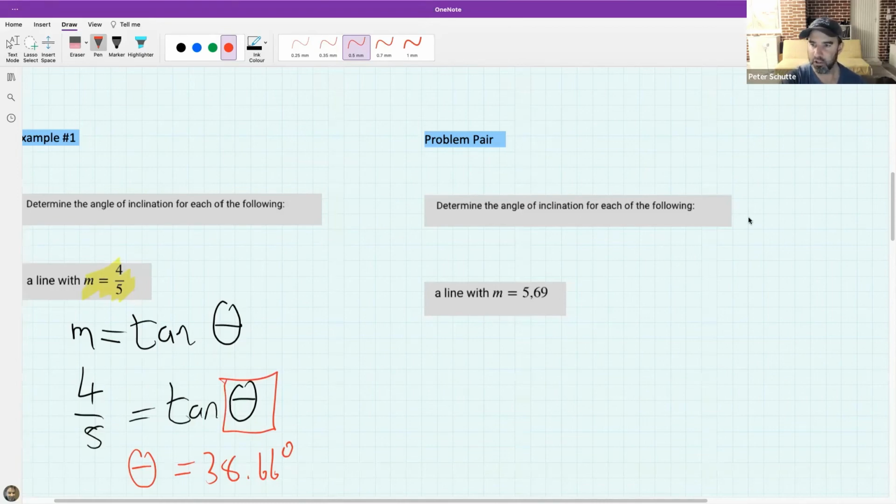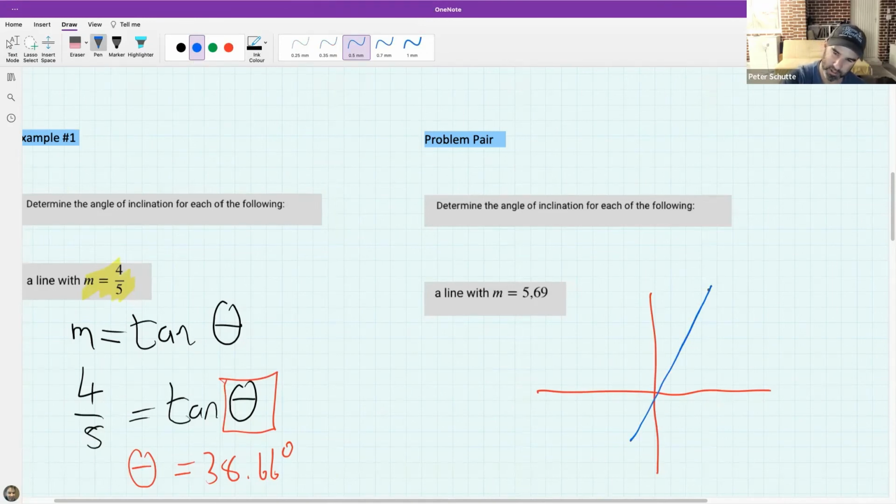Okay. Let's try and do one more. If I give you a gradient of 5.69, what will the angle of inclination of that line be? If we're visualizing this, a gradient of 5.69 is quite steep. What we're trying to work out, using the magic of trigonometry, is what is this angle over here?